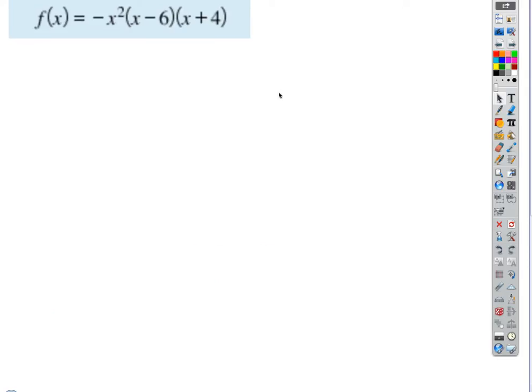All right, so if I were to expand this polynomial all out, what's the degree going to be? X to the fourth, everybody agree? Because I'm going to have an x squared times an x to the 1 times an x to the 1. So this is a fourth degree polynomial, right? Okay, the degree equals 4.